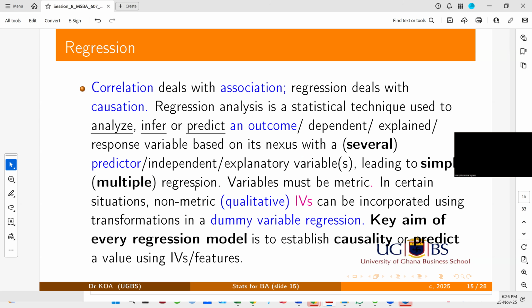Now, let's go on to regression. Remember that correlation deals with association, regression deals with causality. Regression is basically a statistical method. You use it to establish relationship, make inferences or prediction. What are you predicting? You are predicting an outcome. The outcome is also called the dependent variable.